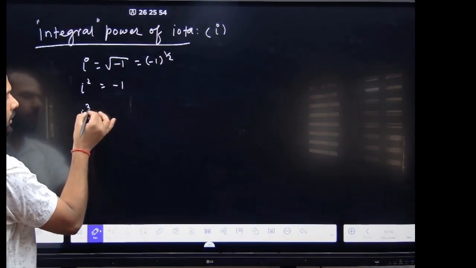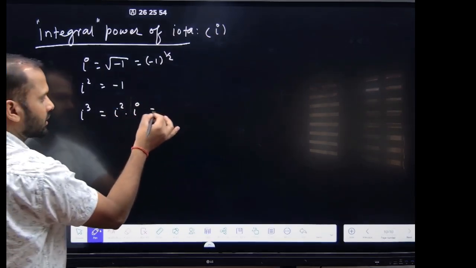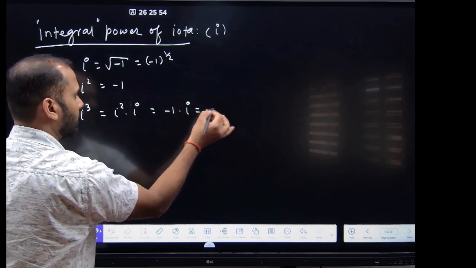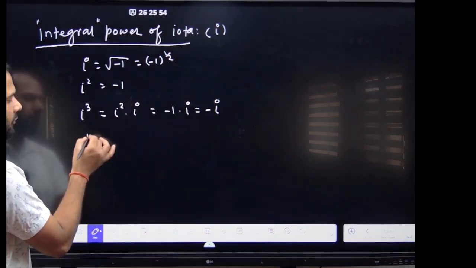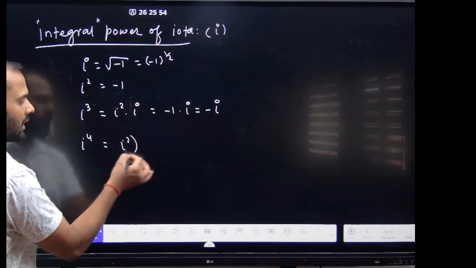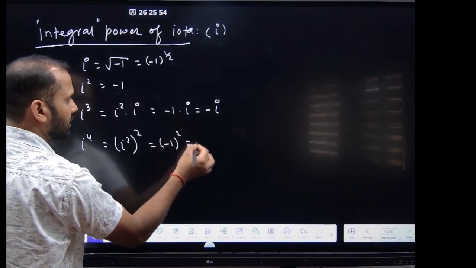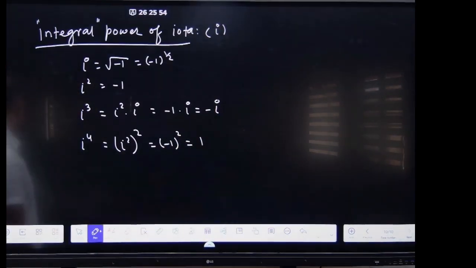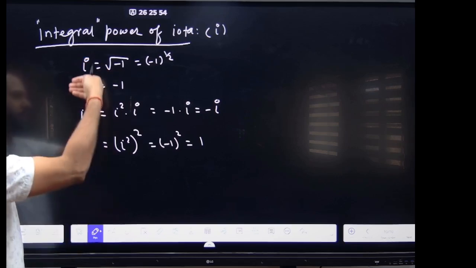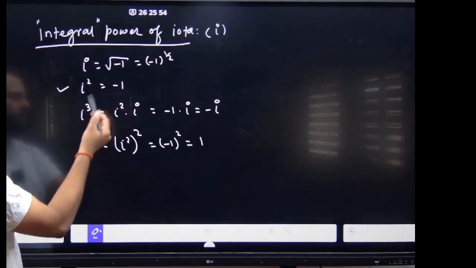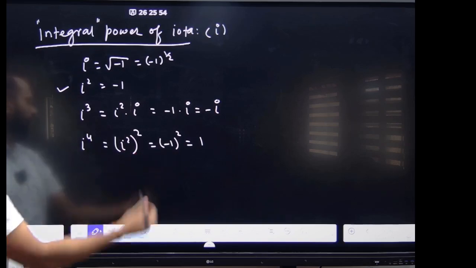What is i cube? Can I write like this: i square into i. i square is minus 1, into i, so minus i. Correct? What is i to the power 4 then? It can be i square in the whole square. What is i square? Minus 1, the whole square. So that is nothing but 1. Yes or no? So you remember i like this, root under minus 1, and then try to write everything in terms of i. So i square is minus 1, which is a real number. Fine. i cube is minus i, i to the power 4 is 1.